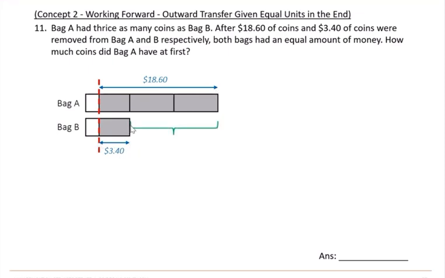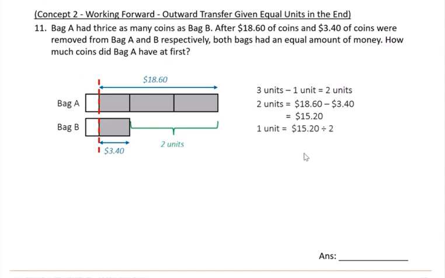You can actually find this range here, which is 2 units. So you can find out the value of 2 units by taking 1860 minus 340. $15.20 is for 2 units. Always look for 1 unit. You divide by 2. 15.20 divided by 2 is $7.60. $7.60 is 1 unit.